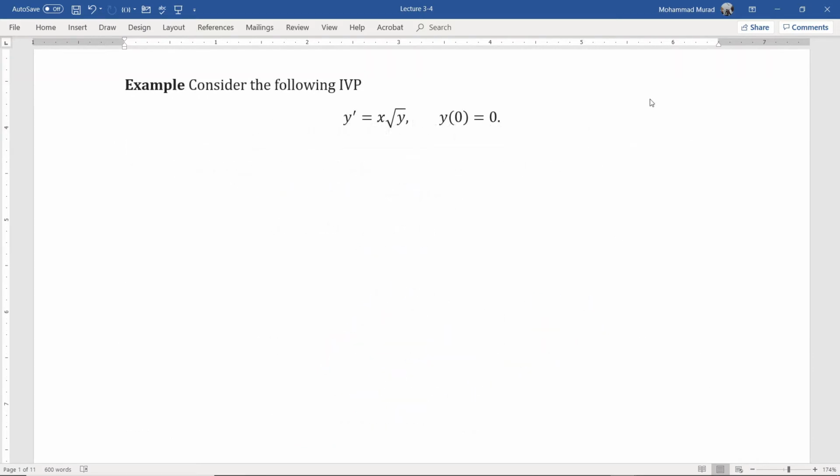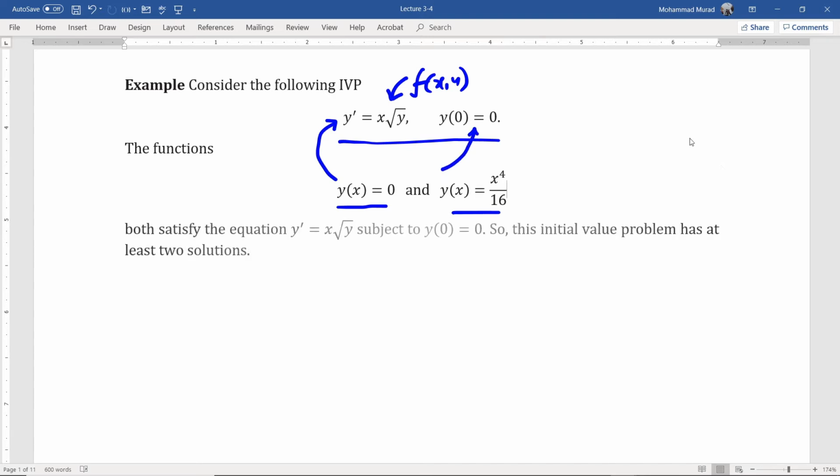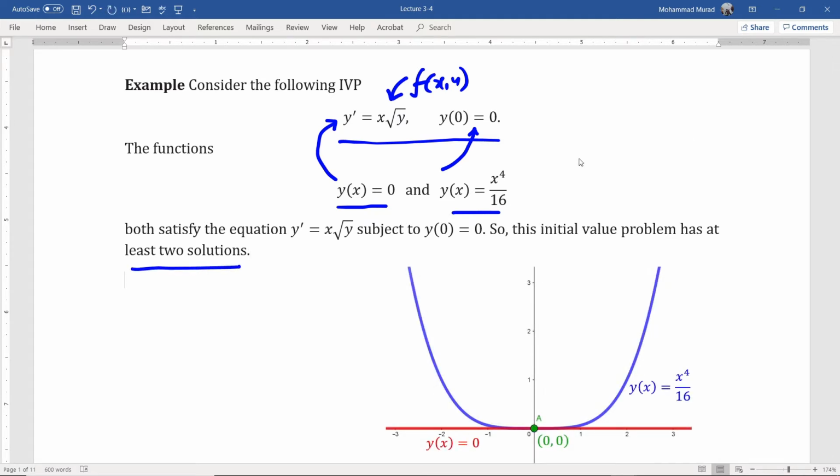Let's look at another example. Consider the following initial value problem, where f of x, y is x times square root of y and y at 0 equals 0. We can simply verify that these two functions satisfy the differential equation and also the initial condition. So this initial value problem has at least two solutions. The solutions are shown in the figure. Both the solutions are passing through the point 0, 0.